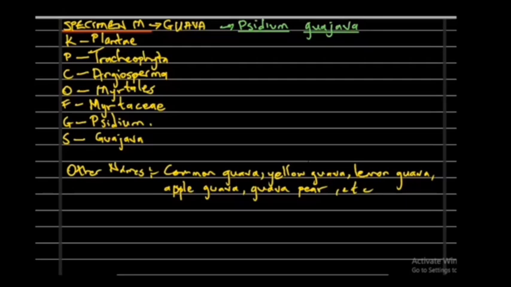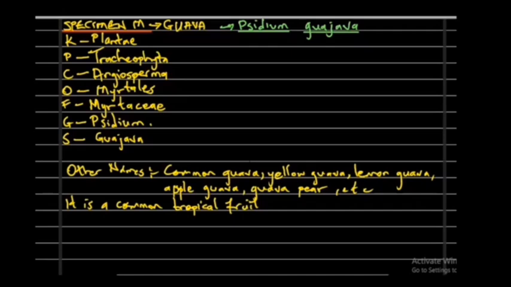Now, looking at this guava, we say that it is also called apple pear, like I said earlier on. It's a common tropical fruit, and it is popularly cultivated in Central America, Mexico, and the Caribbean. Those are the places where this particular fruit is cultivated.